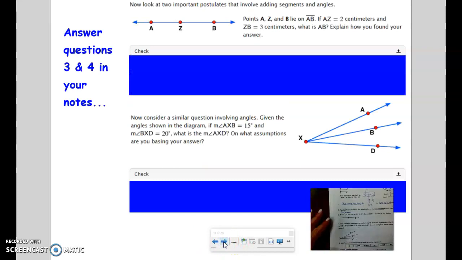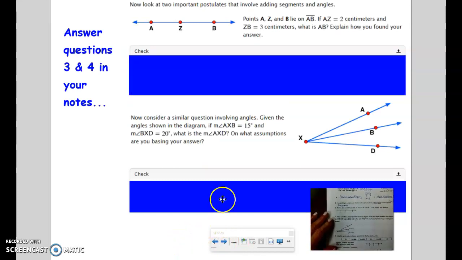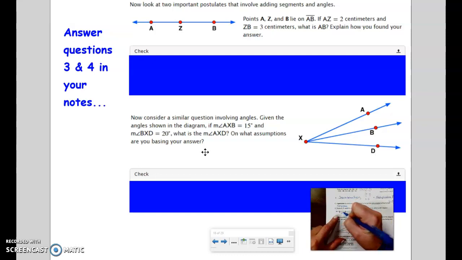Let's look at two important postulates that we're learning today. So number 3 in your notes, we'll go over the first postulate. It says points A, Z, and B lie on segment AB. If AZ, and remember no segment bar means that's a measurement, that distance is 2 centimeters, and ZB is 3 centimeters, then what is AB?